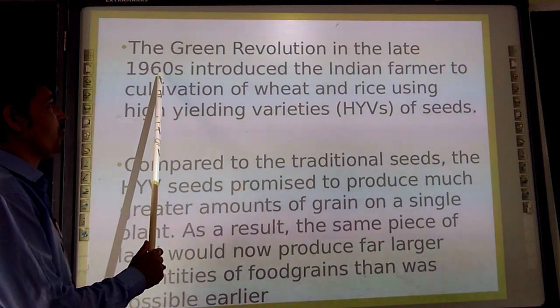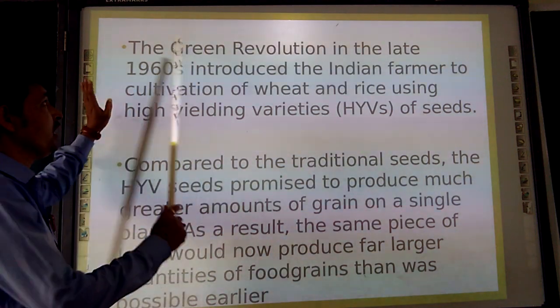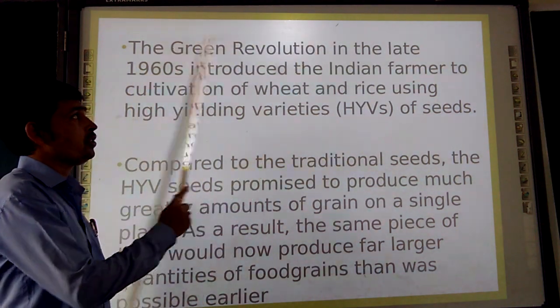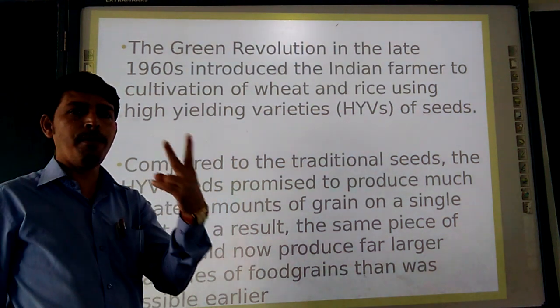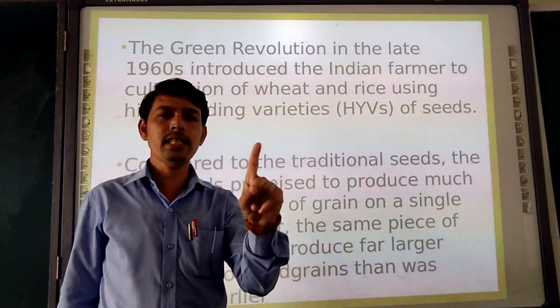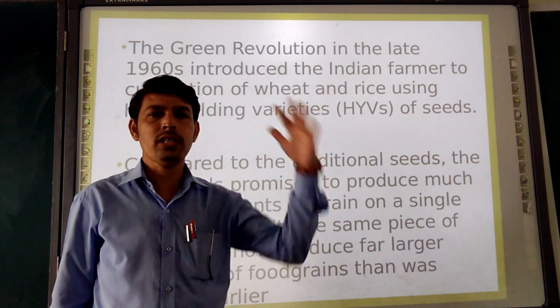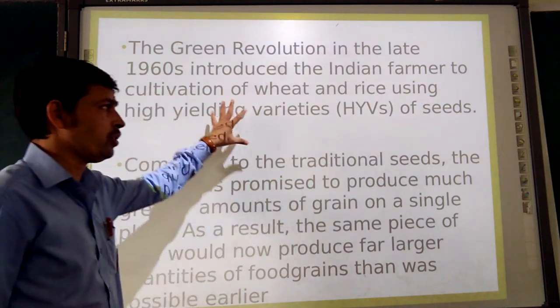Now moving towards the modern farming methods: boost to which crop, and when and where. In 1965 was the starting of the Green Revolution. The Green Revolution boosted two crops, rice and wheat, in the northern states of India. So we are going to see this.